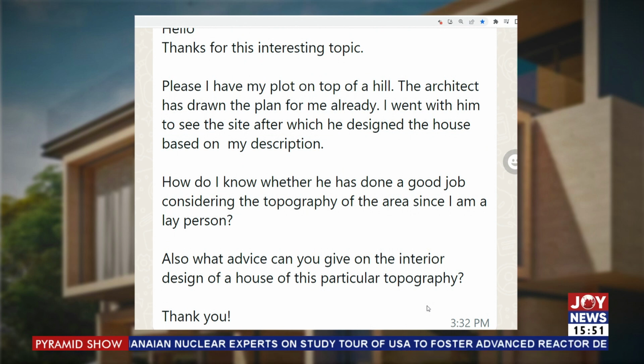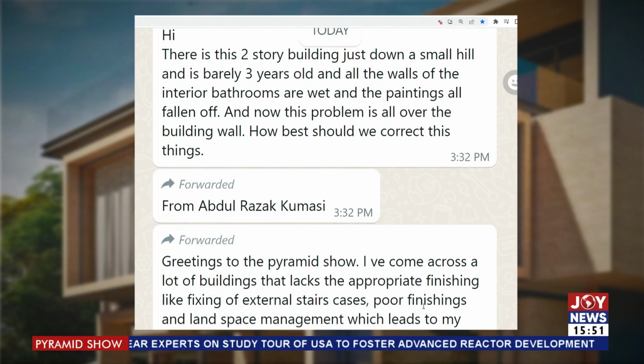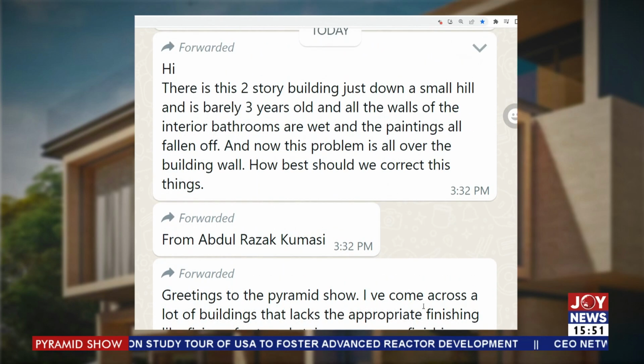Now, Abdul Razak from Kumasi, he said the situation they have with their house is wet bathrooms after construction. And he wants to understand what could be the cause. Well, first of all, you need to find what the problem is. It could be rising damp, it could be penetrating damp, and it could be condensation, or all three. So first, he needs somebody to do a condition survey, which can be a quantity surveyor or any of those surveyors around.